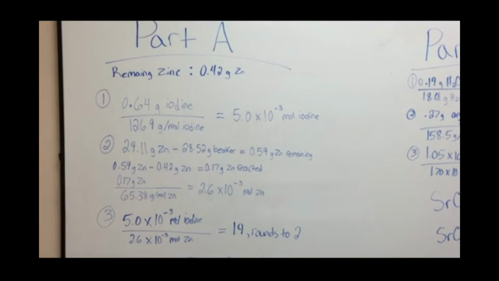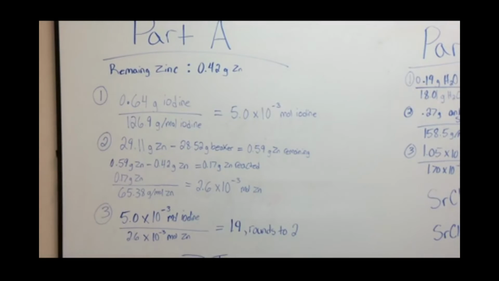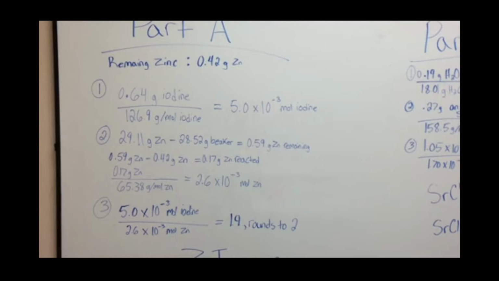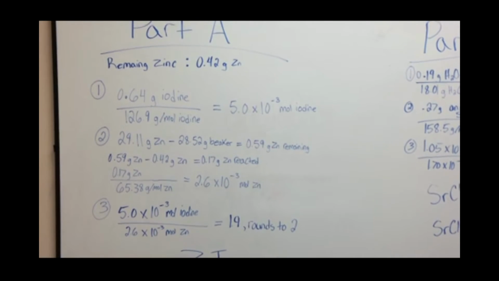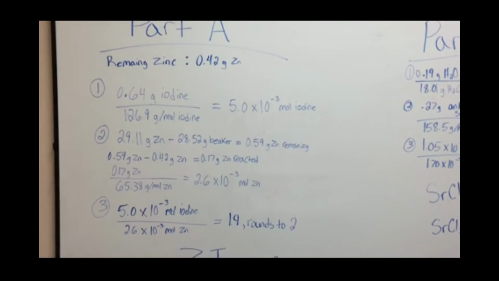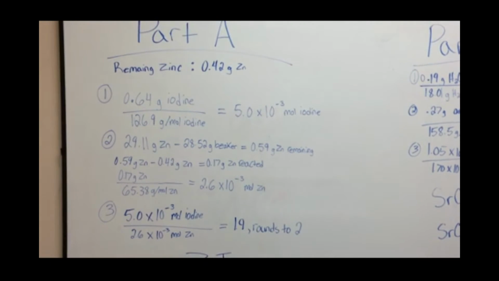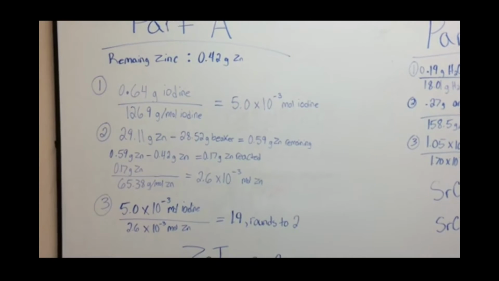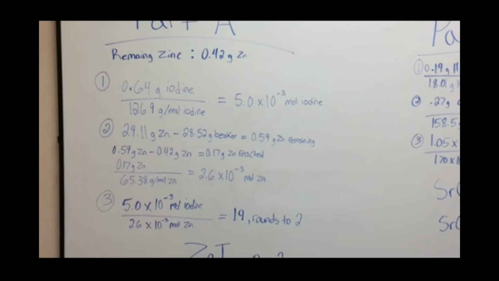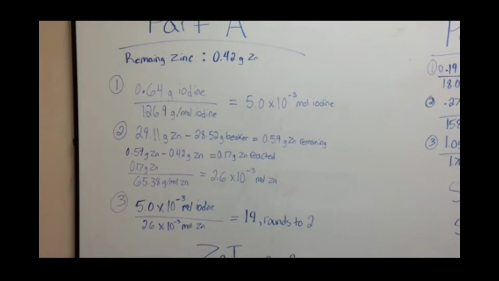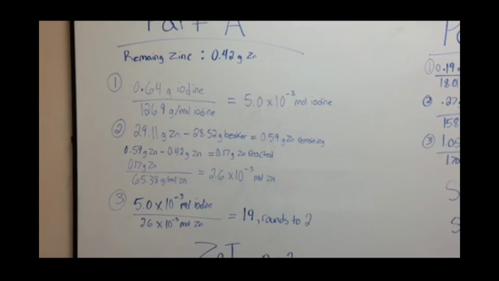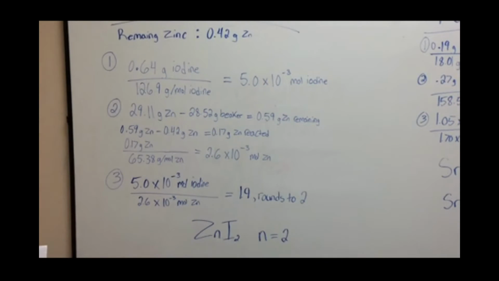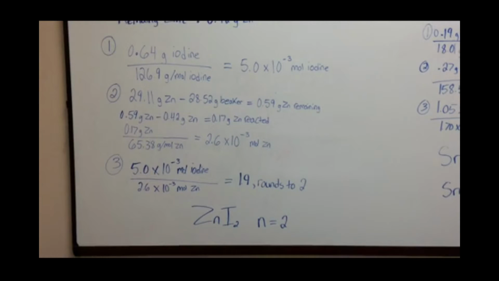Then after that, we took the initial mass of zinc and subtracted the mass of zinc remaining and got 0.17 grams of zinc reacted. Then the next step was to take the grams of zinc reacted and divide it by the molar mass of zinc. And this gave us 2.6 times 10 to the negative third moles of zinc. The third step was to take the moles of iodine and divide that by the moles of zinc. This gave us 1.9, which we rounded to 2 to give us the empirical formula of ZnI2.